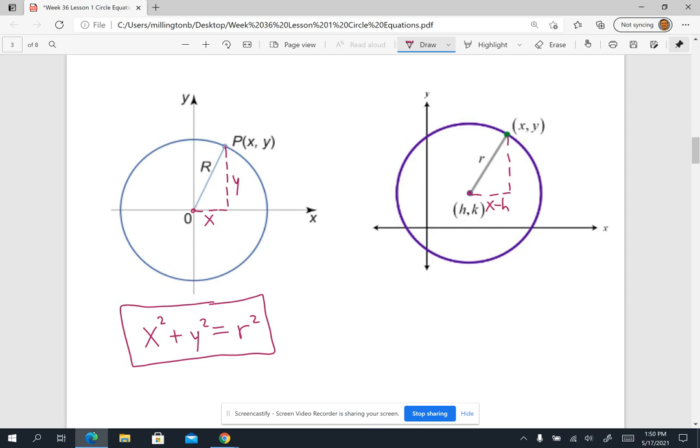And then how would I find the length of the vertical segment? I would look at whatever the coordinate of y is, and I would subtract whatever k is. So that would be y minus k. So now to do Pythagorean theorem with this one, I've got the legs, x minus h is the one leg. I would square that, and then y minus k is the other leg. I would square that, and it's equal to, again, r squared when you put it all in Pythagorean theorem.